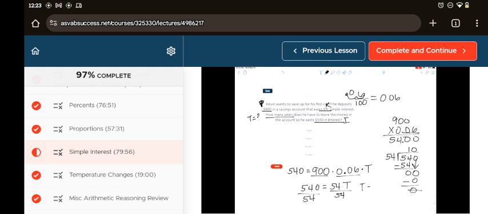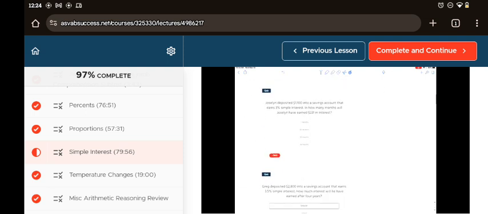And there we go. I hope you got it. I'm going to move on to number 3 now. So when you're ready, number 3. Jocelyn deposited $1,100 into a savings account that earns 3% simple interest. In how many months will Jocelyn have earned $231 in interest?